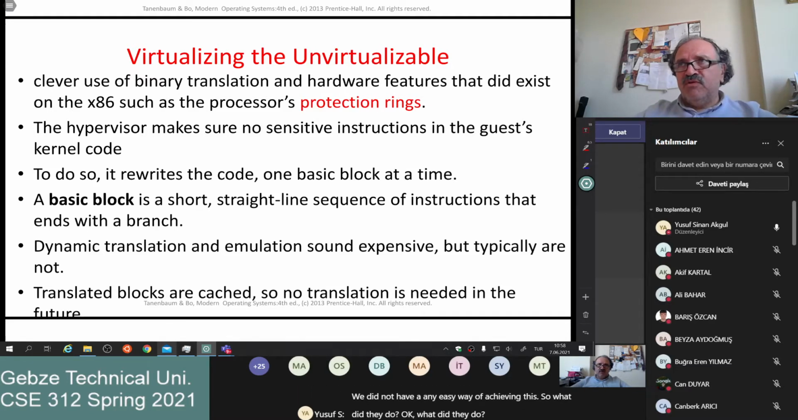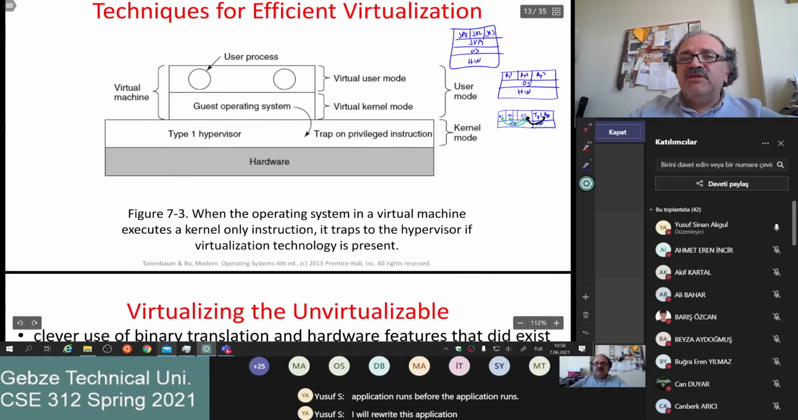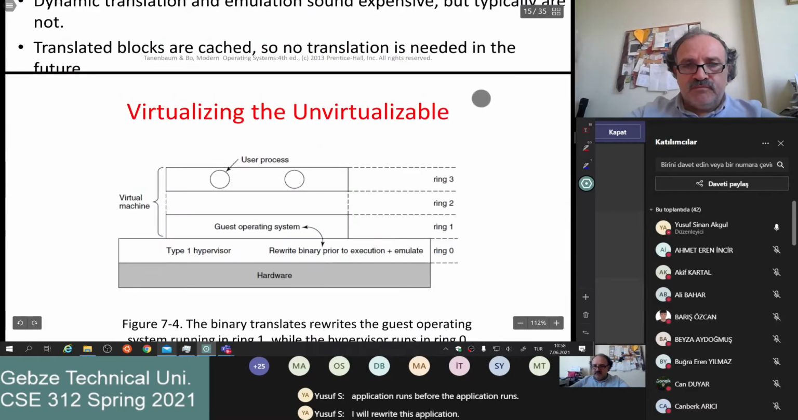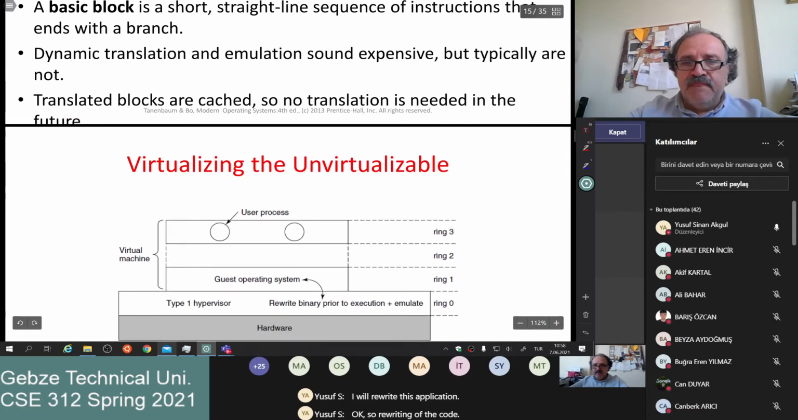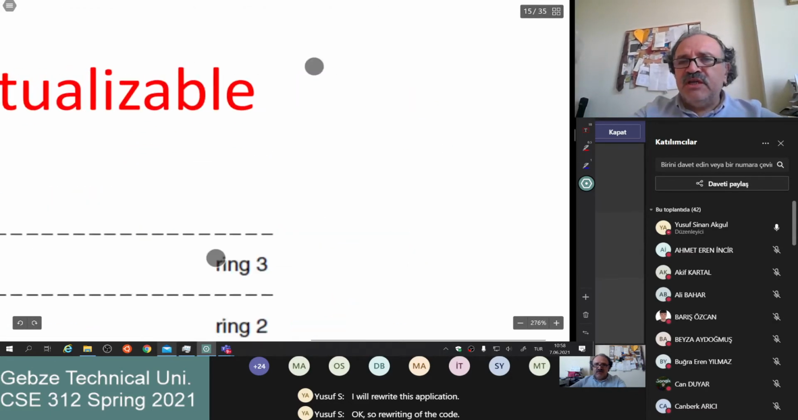Of course, before the virtualization support, we had virtualization software like those hypervisors. They came up with some clever solutions. The basic solution was this. They said that before the application runs, I will rewrite this application. Okay, rewriting of the code. Rewriting of the code is like this.